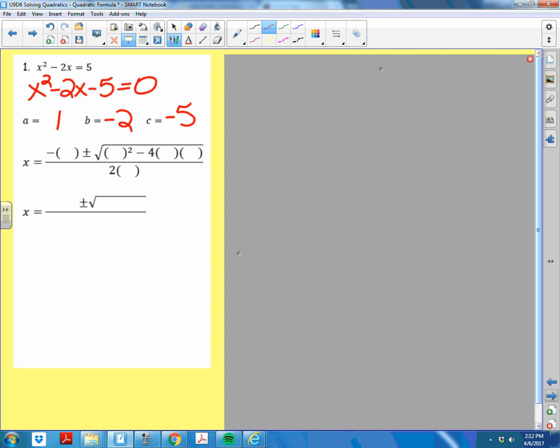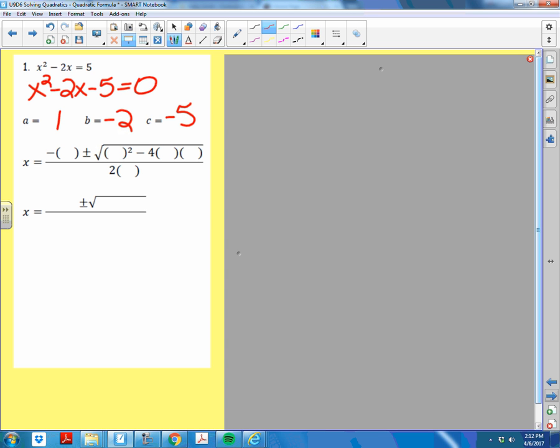Now you'll notice I've already written the quadratic formula with all my parentheses, you guys. That will not be done for you on a test. You're going to have to do that yourself. The cool thing is the quadratic formula is on your formula sheet. You just have to remove the variables and put in the parentheses.